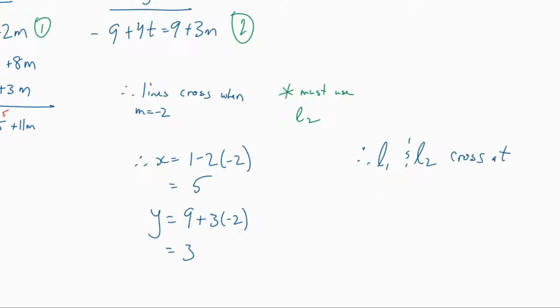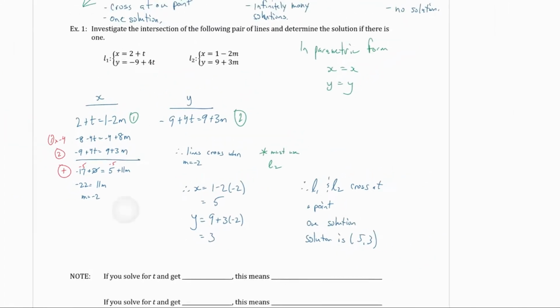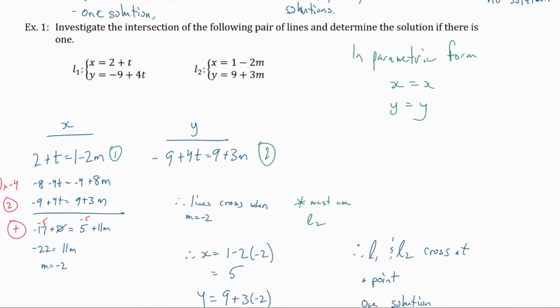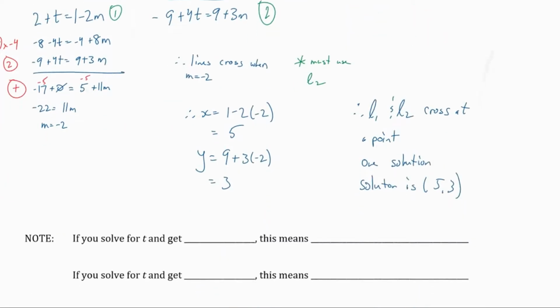They obviously don't cross at more than one point, so cross at one point, or at a point, is fine to say. Cross at a point. There is one solution, and the solution is, or they cross at, 5, 3. Now, this question just said investigate. We're going to get very particular about our instructions and expectations for our instructions. This one just said investigate. Okay. Oh, it did say determine the solution if there is one. So I had to find the solution.